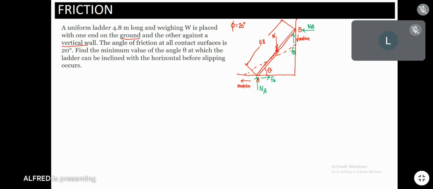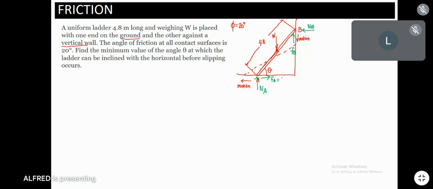Hindi mo alam si NA at si FA. Hindi mo alam si NB at si FB. Hindi mo rin alam si theta, which is yung pinakahinahanap doon sa problem. Okay? So that's 6 unknowns. So how do we solve this type of problem? Okay, so yung 6 gawin nating 4.